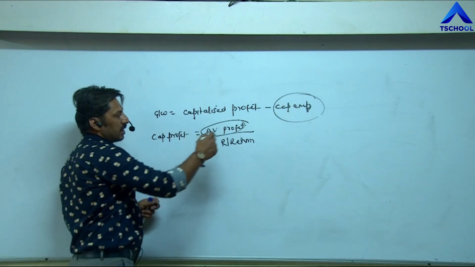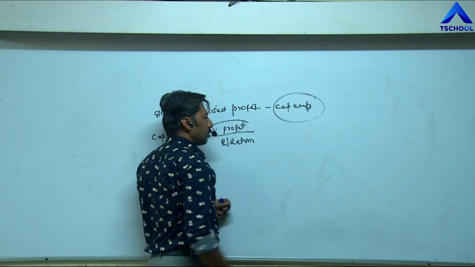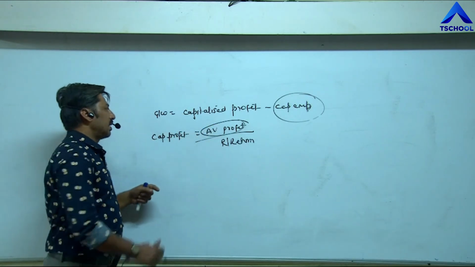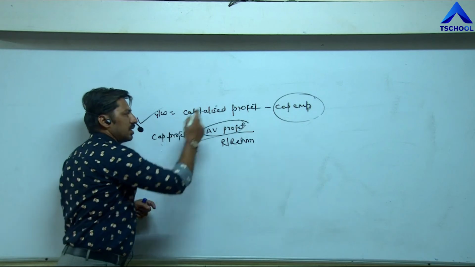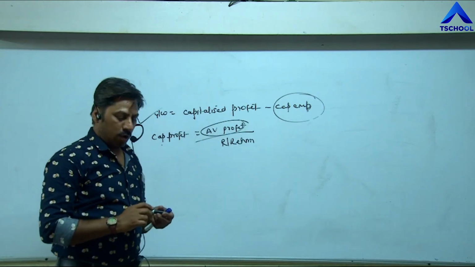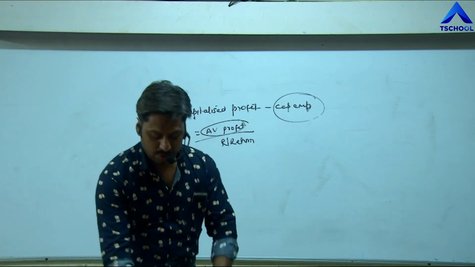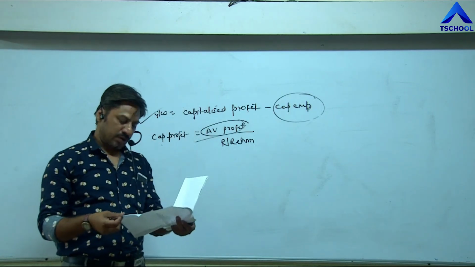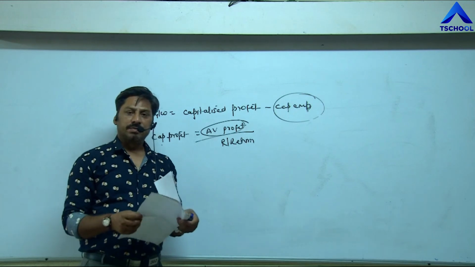So, 2 steps. First of all, we have to calculate capital employed, asset minus liability, and capitalized profit, average profit upon rate of return. Then goodwill, capitalized profit minus capital employed. And all the questions in this chapter, total 12 questions, we have done.